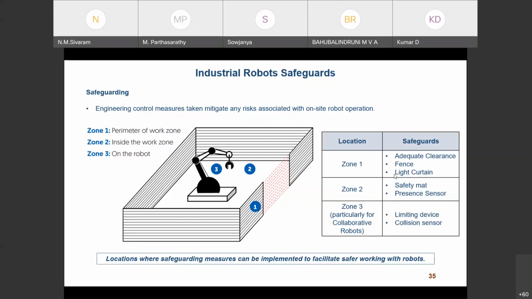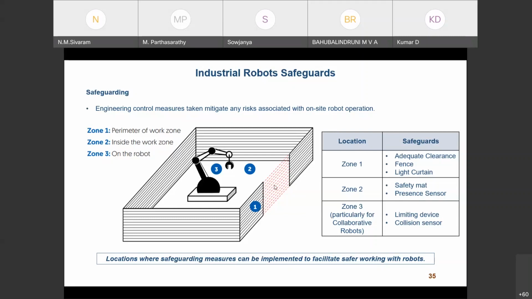So what are the safeguards that are generally followed in these particular zones? In the first zone, adequate clearance should be given, where you have the robot, and proper spacing should be given for the perimeter. Adequate clearance from the perimeter to the actual workplace should be provided. Then the fence: this particular area has to be fenced. Then the light curtain. You can see the light curtain marked in these red discontinuous lines.